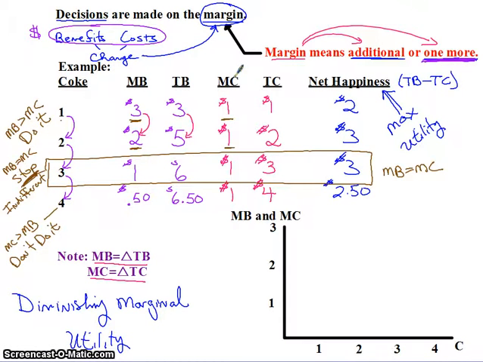In this podcast, we're going to finish looking at the marginal benefits and marginal cost, which is how economists believe that people make decisions in the world. They do so by looking at the margin. Remember, margin means additional or one more.